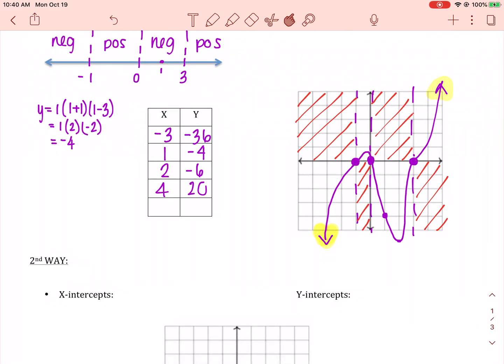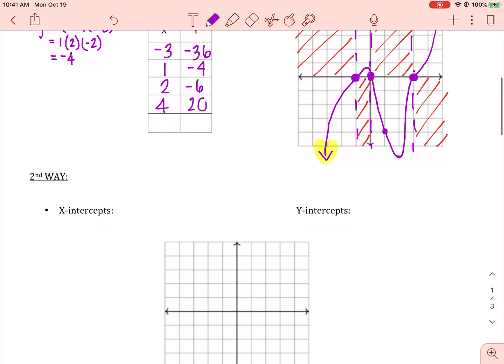Another way, again, it's going to be the same problem. So we actually will have the same x-intercepts. It's going to be -1, 0, 3. The y-intercept is (0, 0). And now what I'm going to do is look at the function at each x-intercept.